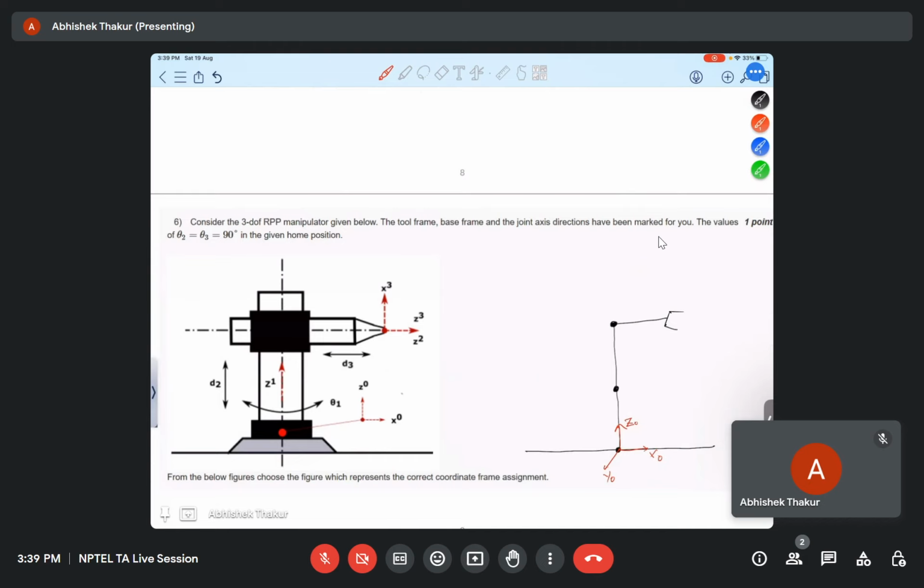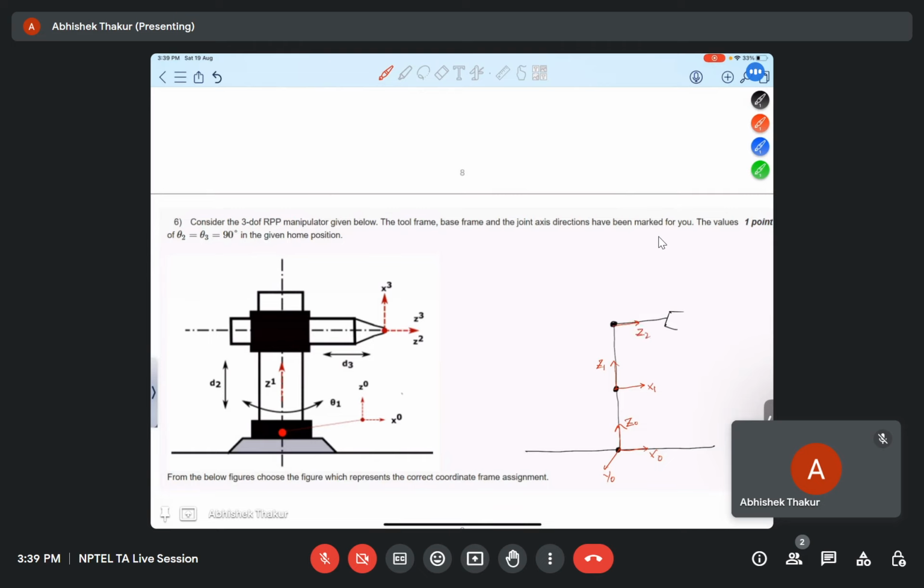So now, what will be the Z1? So Z1 will be again the axis of this. So this is our Z1. And the intersection of Z1 and Z naught, and that perpendicular is our X1. So this is our X1. Okay. Now for the next one, our Z will be the axis of this one.